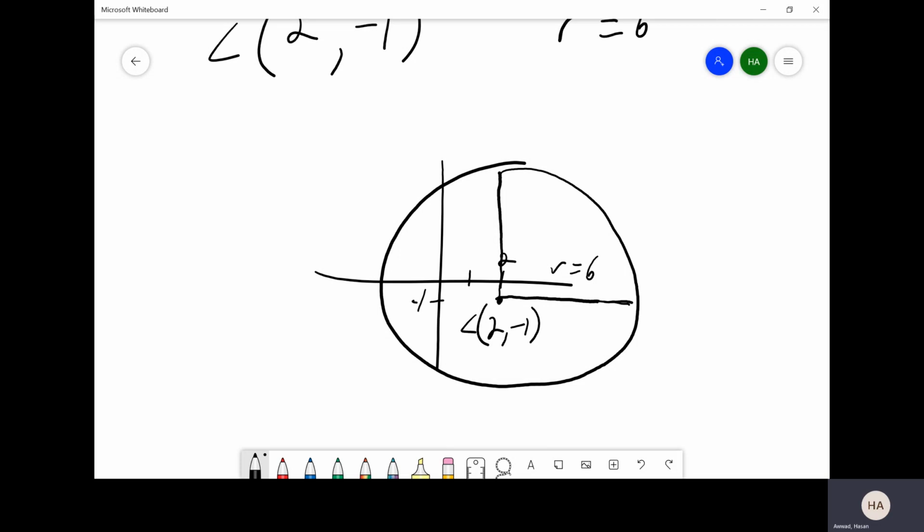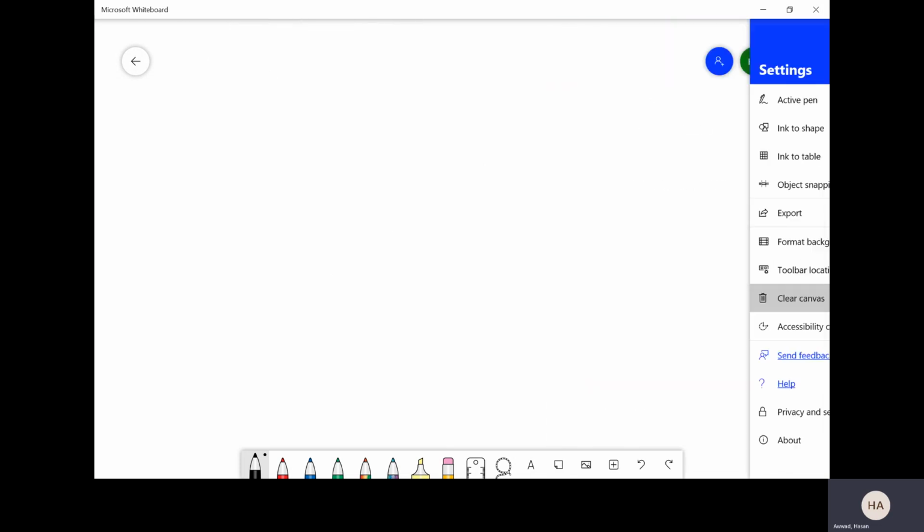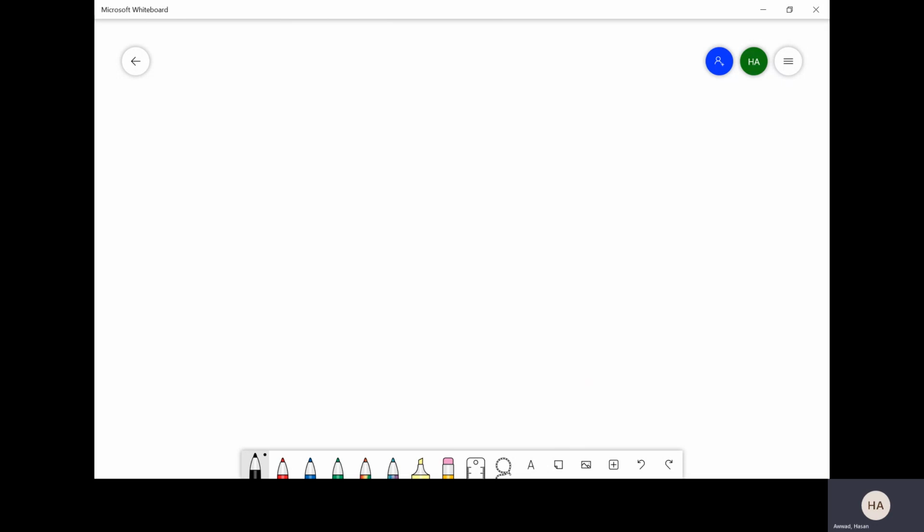So let's go ahead and do another example here together. What I want to say is, find the equation of a circle with radius of 4 centered at (-3, 2). So we're trying to find the equation of the circle. The radius is equal to 4, and the center is (-3, 2).